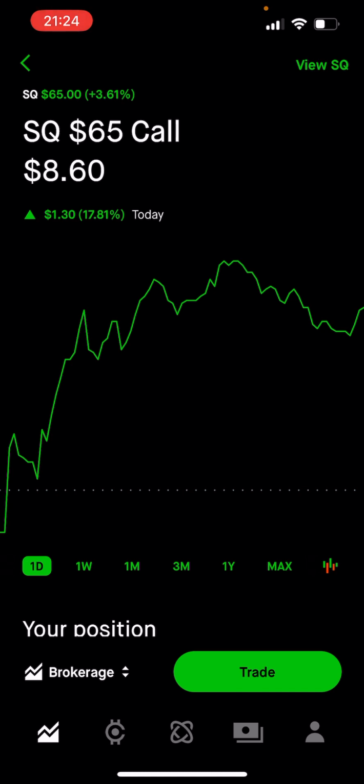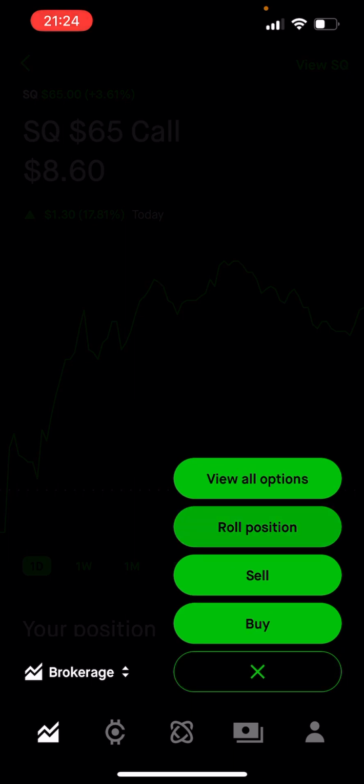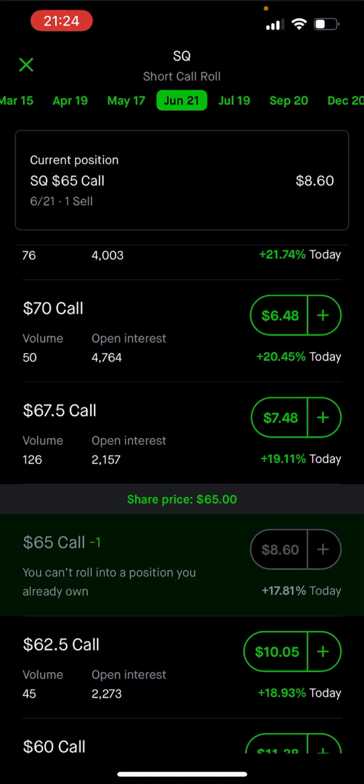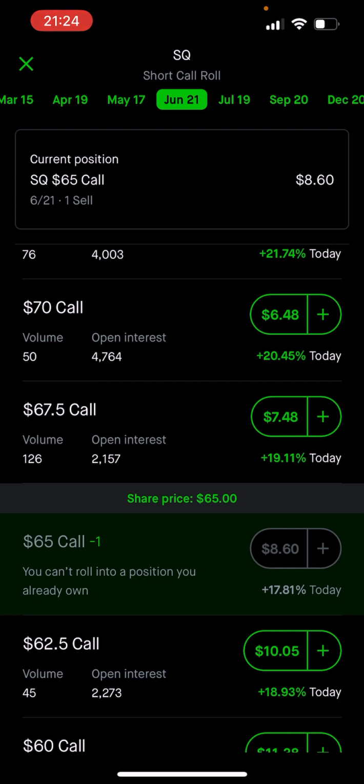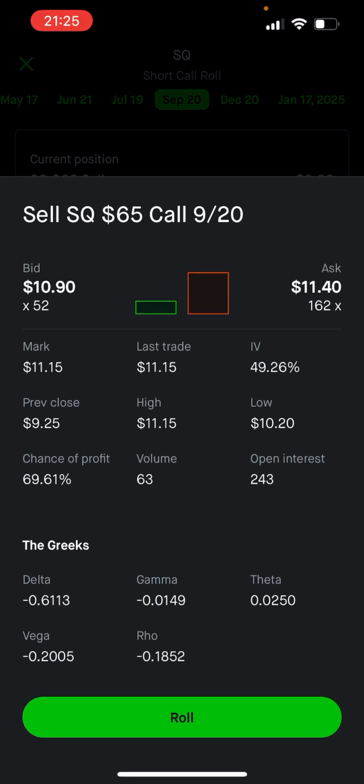So if that were the case with this and I wanted to roll it, I would click trade. I would click roll position. So I'm going to be paying $8.60 to get out of this position. So I'll click select new position. And if I just wanted to extend the time but keep my current strike price of $65, let's do September 20th. And we'll look at the $65 call. We're going to be getting $11.15 for doing this contract.